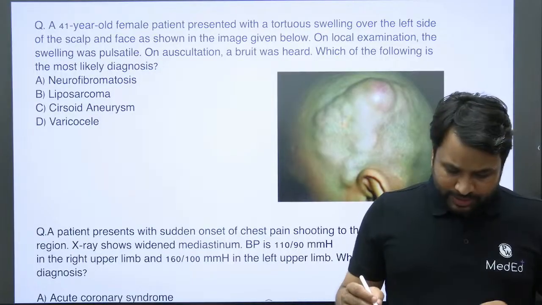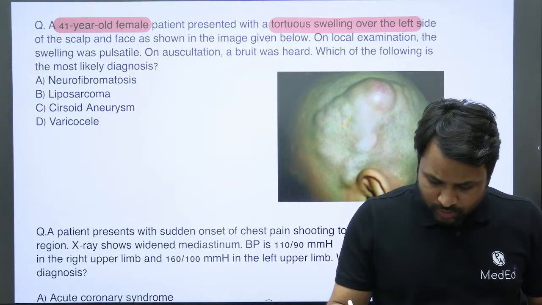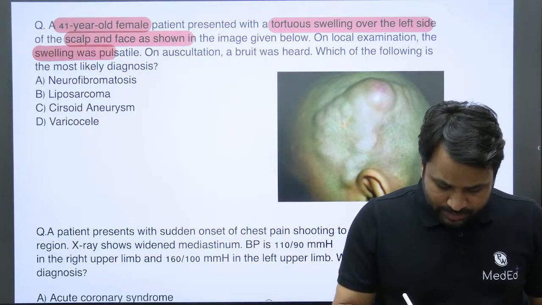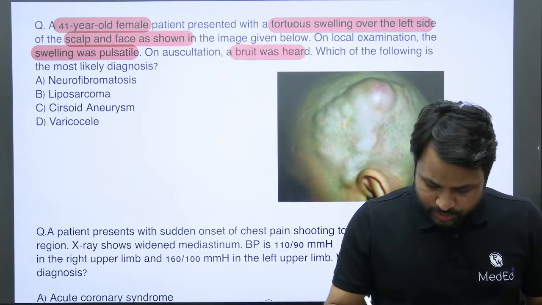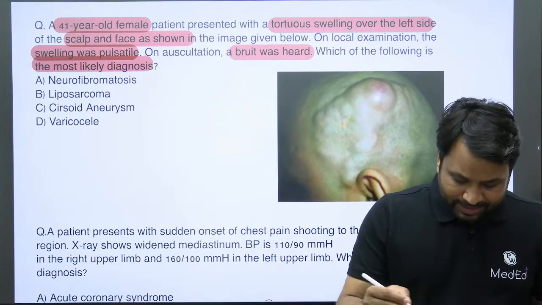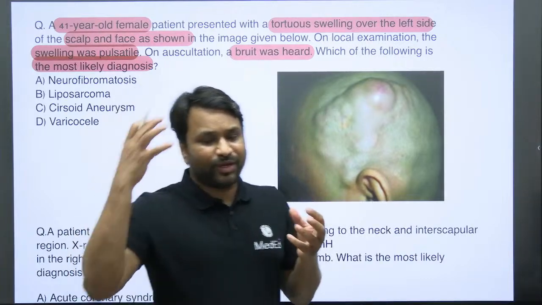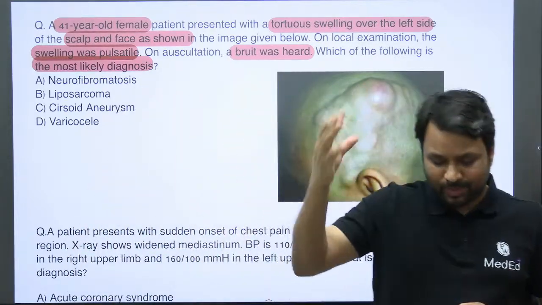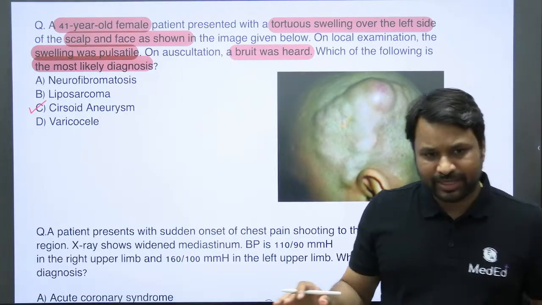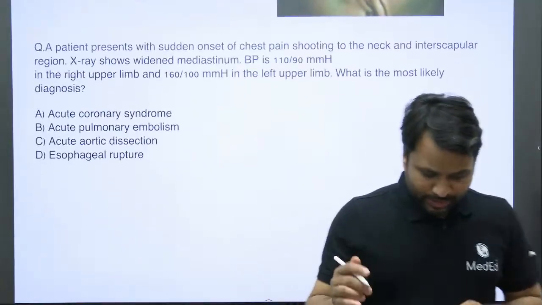Now, question number 41. A 41-year-old female presented with tortuous swelling over the left side of the scalp and the face shown in the image below. On local examination, the swelling was pulsatile and a bruit was heard on auscultation. Which of the following is the most likely diagnosis? Absolutely correct. When you have a pulsatile swelling in the scalp, it is a cirsoid aneurysm. Image-based question, repeatedly asked, no need to worry about it. Okay? Moving to the next question.